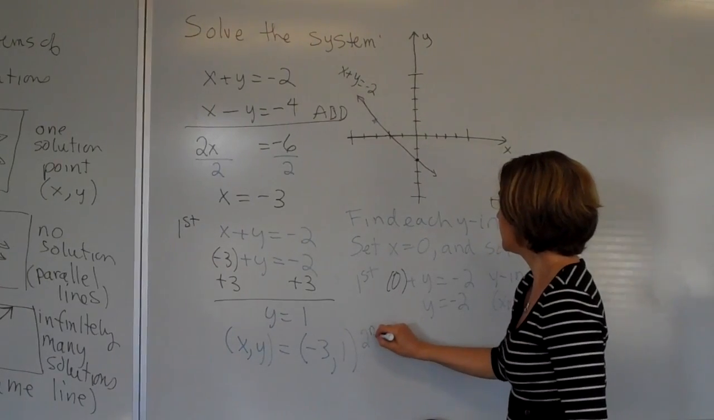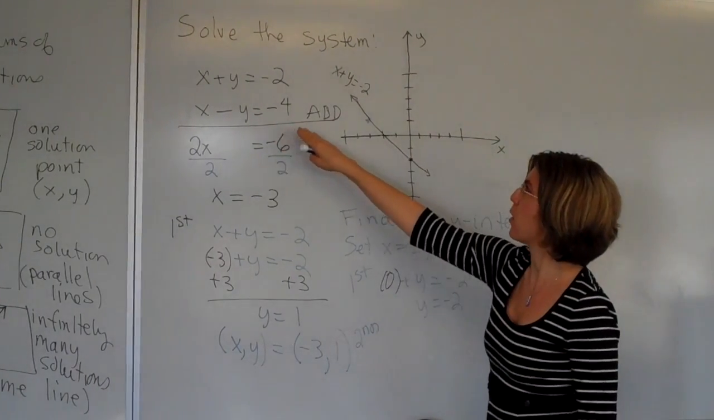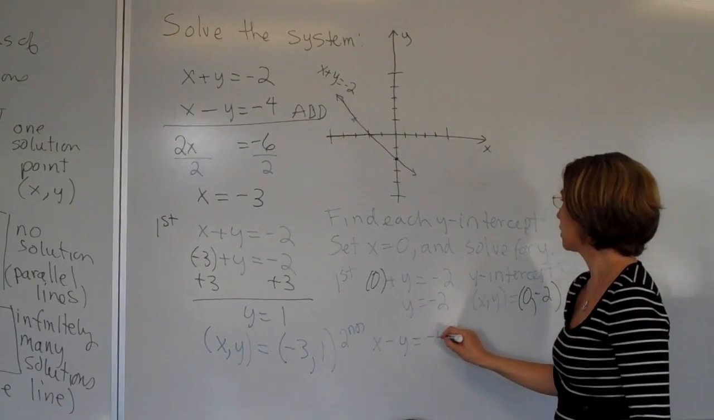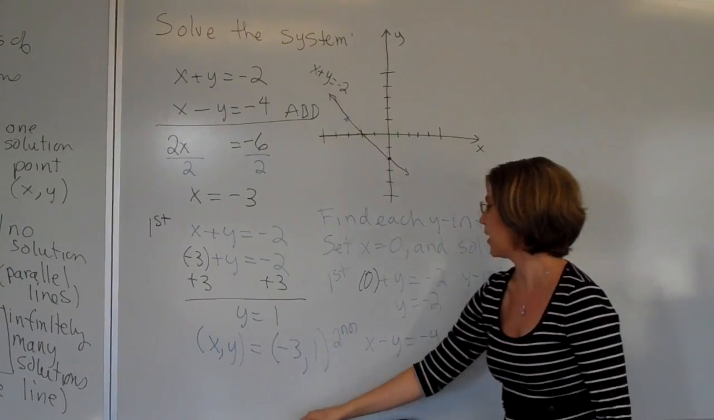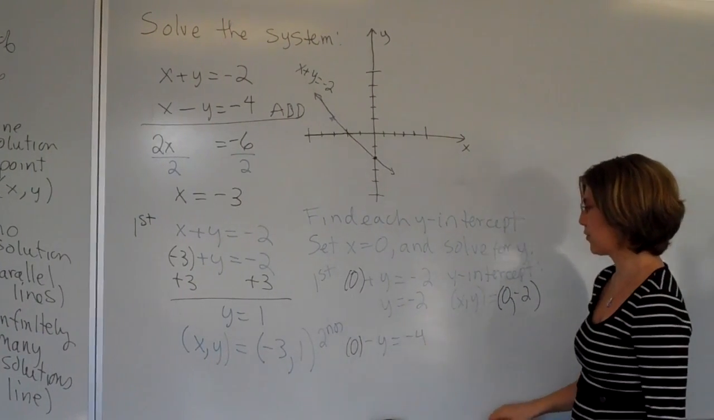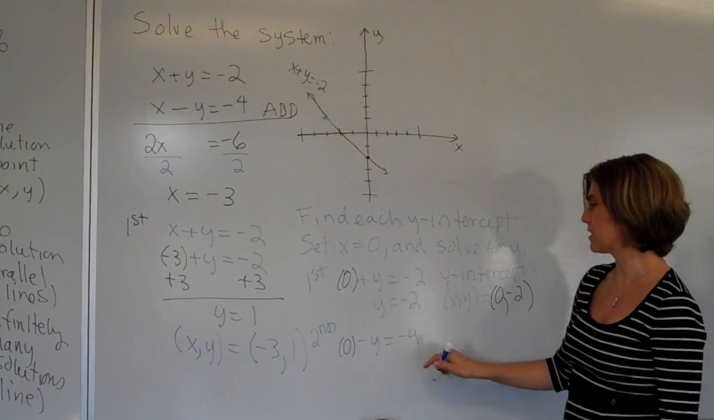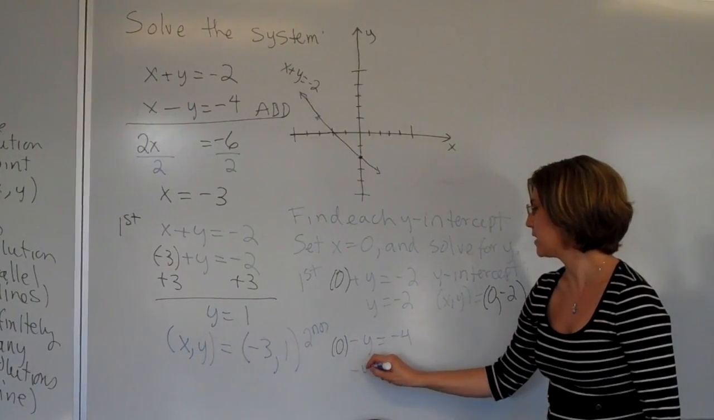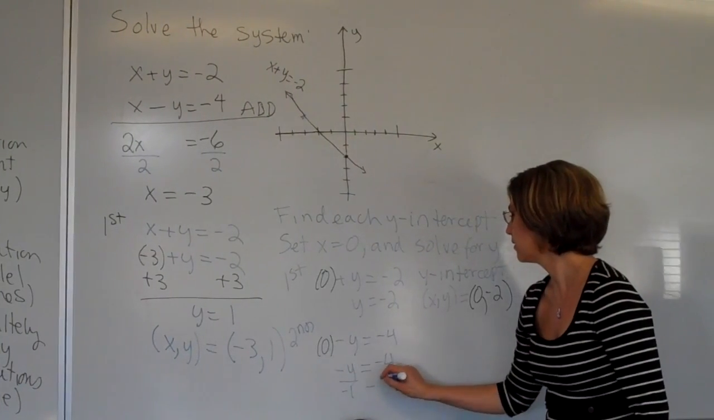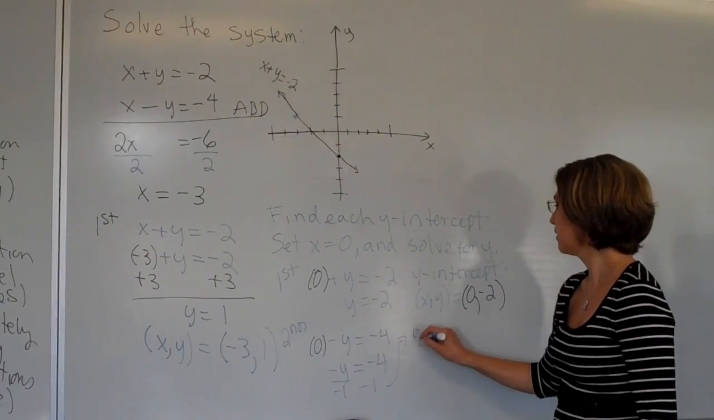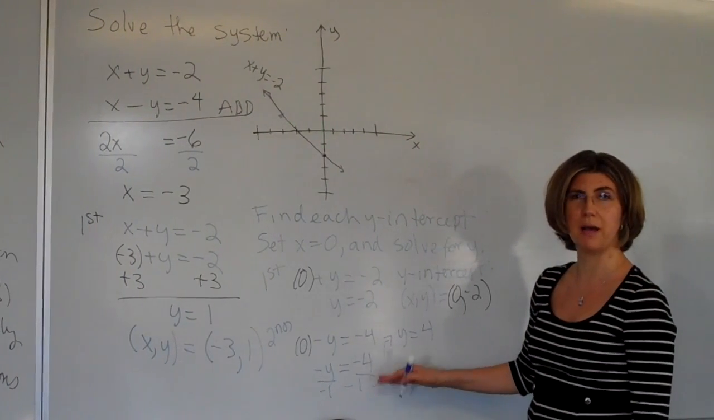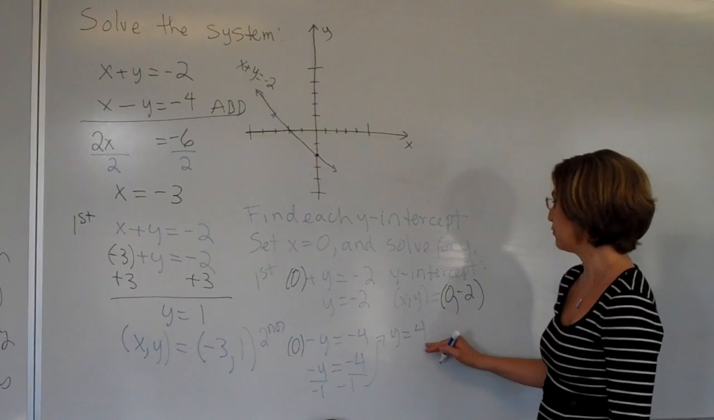Now let's find the y-intercept for the second line. The second line has equation x minus y is minus 4. So we have x minus y is minus 4. We are going to set x equal to 0. So we're going to replace the x with 0. And then we're going to solve for y. If minus y is minus 4, then we can divide both sides by minus 1 and get that y equals 4. Since minus 4 divided by minus 1, a minus divided by minus is positive 4.